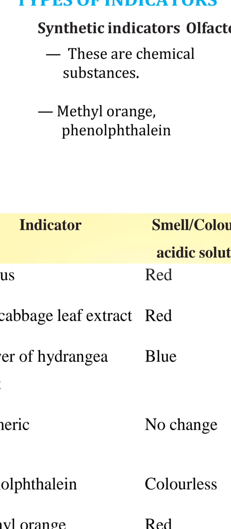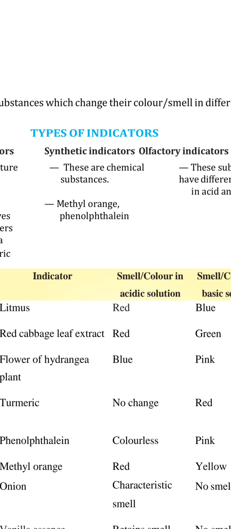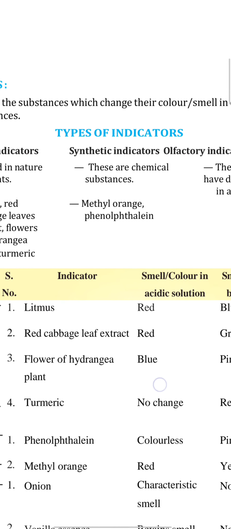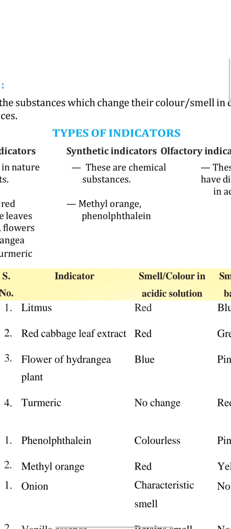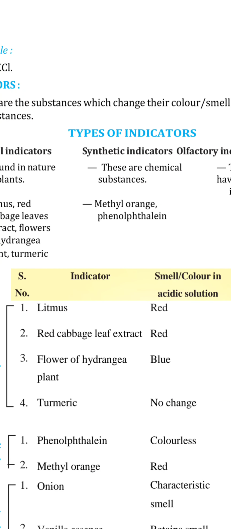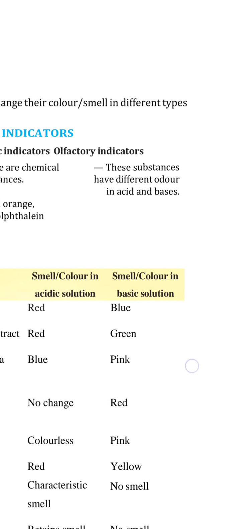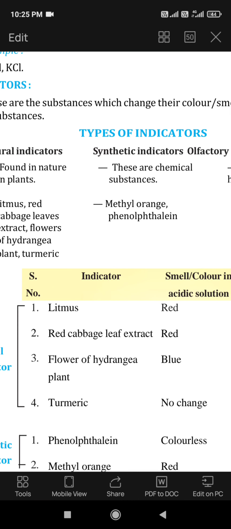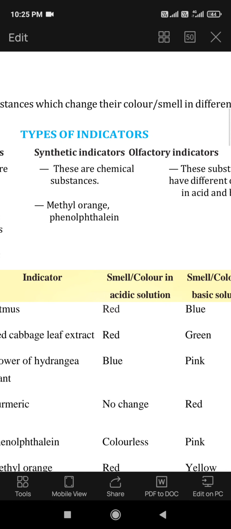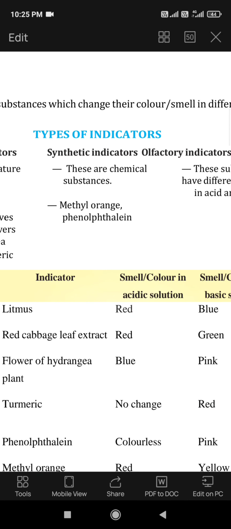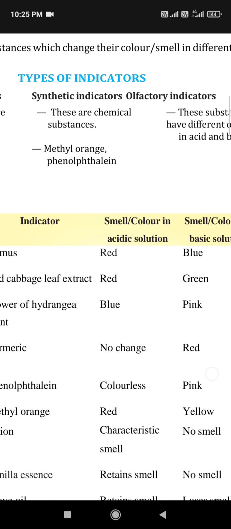Now we have different types of indicators. Litmus is red in color in acidic medium, while in basic medium it is blue. Red cabbage leaf extract is red in acidic medium, green in basic medium. Next one is the flower of hydrangea plant, blue in acidic medium, pink in basic medium. Turmeric, no change in acidic medium, red in basic medium.